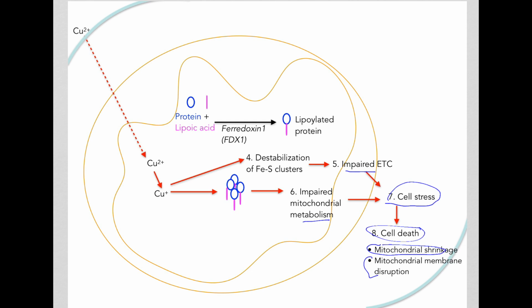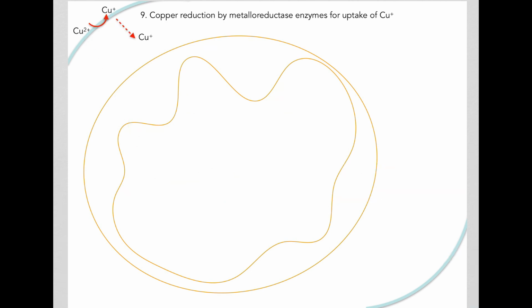And all of that is going to cause cell death. Now, another way the copper can cause cuproptosis is by actual reduction of the copper into Cu+, and this is done by proteins in the plasma membrane. These are enzymes that help the uptake of Cu+, metalloreductase enzymes. So these enzymes will reduce Cu2+ to Cu+, and then the Cu+ is transported into the cytoplasm.